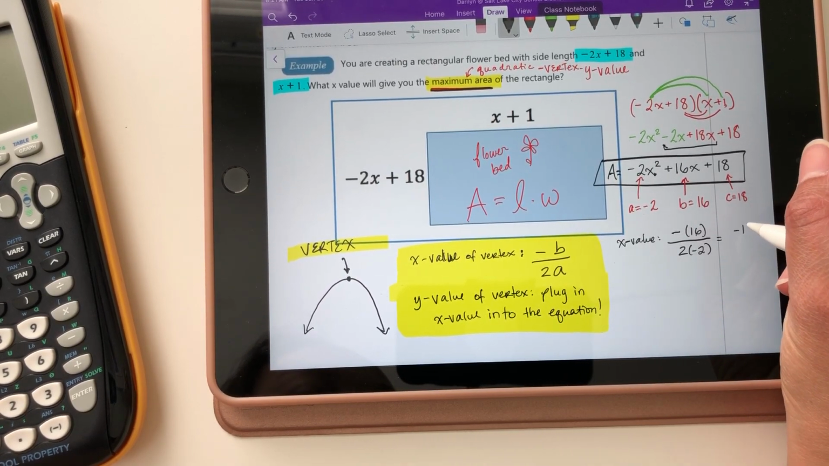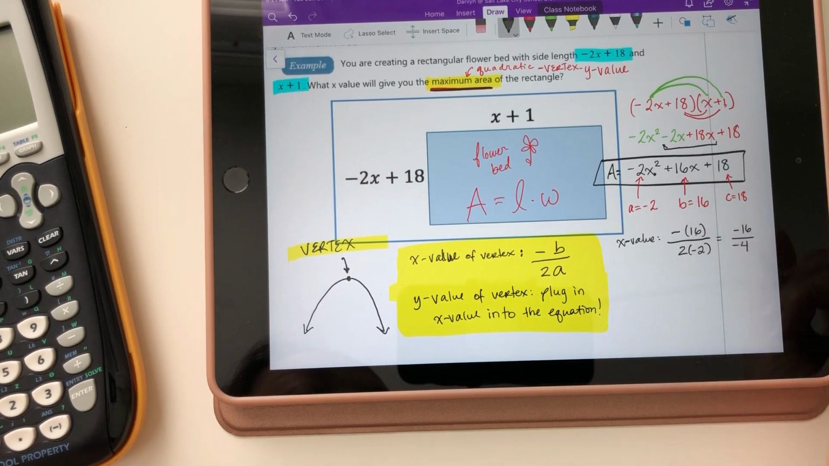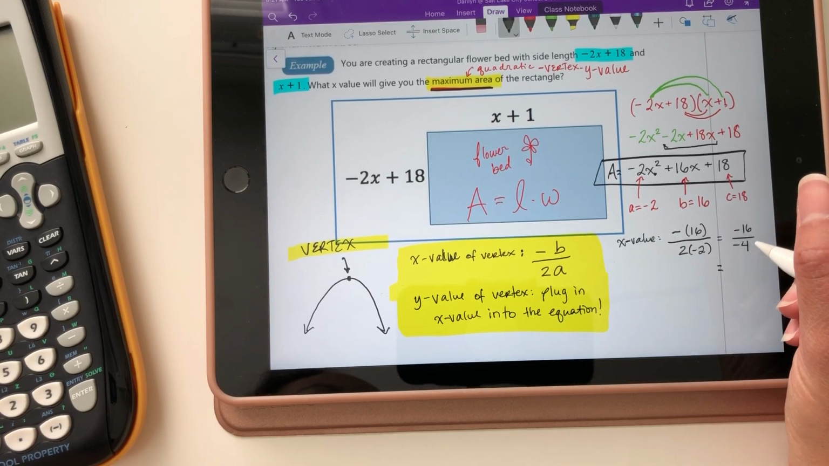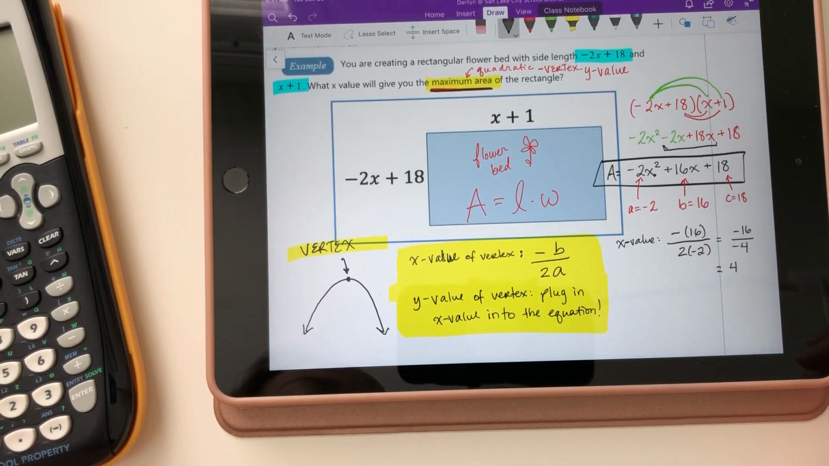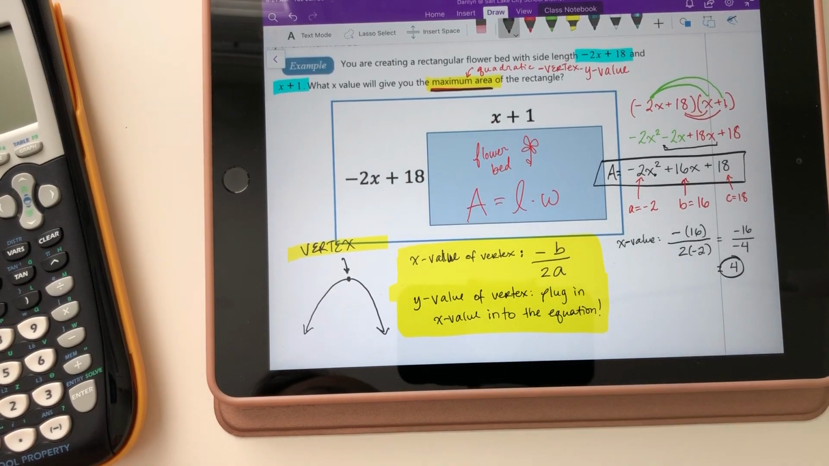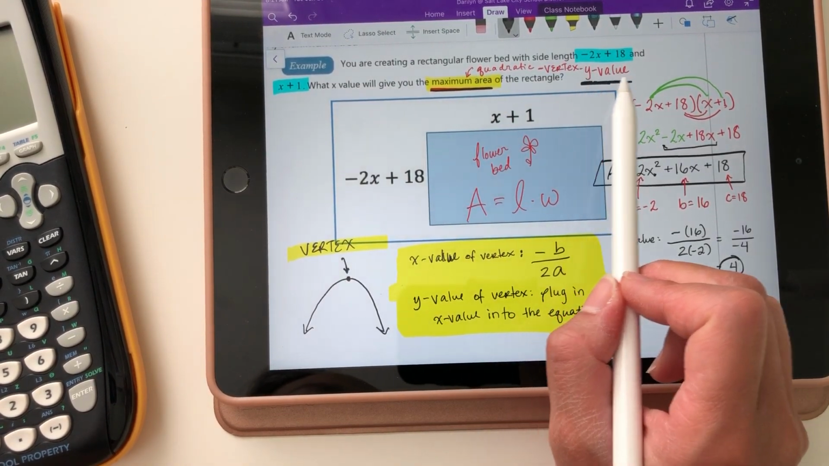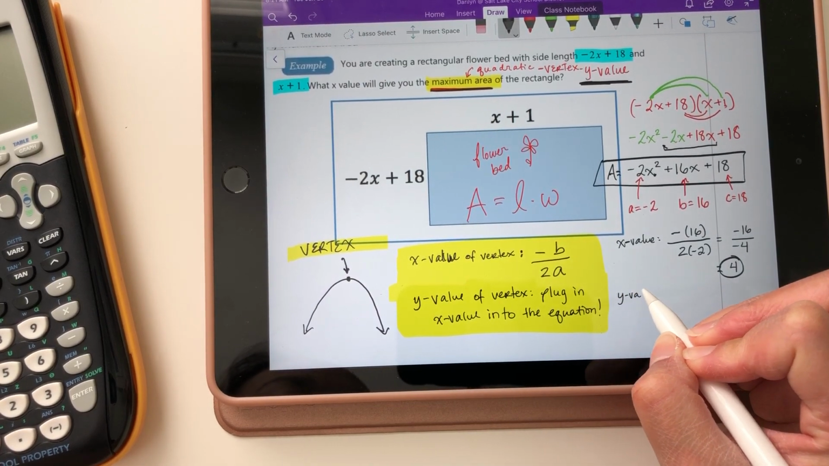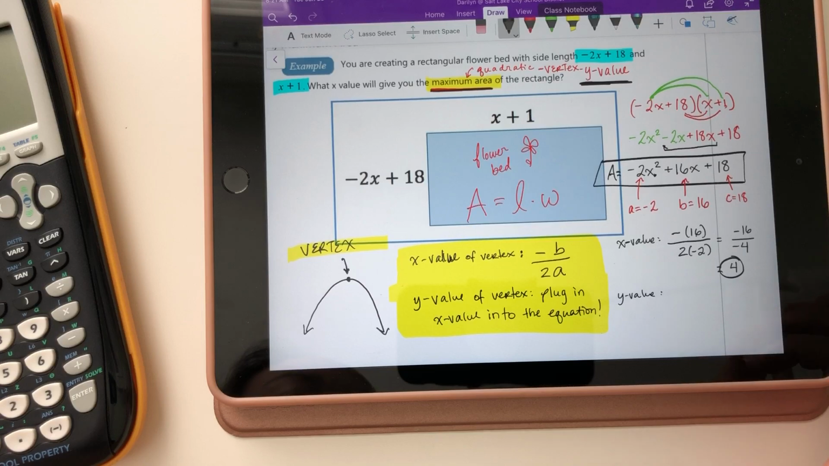Negative 16 over negative 4. And I know a negative divided by a negative is a positive, and 16 divided by 4 is simply 4. So the x value of the vertex is 4. But that's not what I wanted. I wanted the y value. I just know I have to use the x value to find the y value. So now I want the y value of the vertex. I take this 4 and I plug it in.